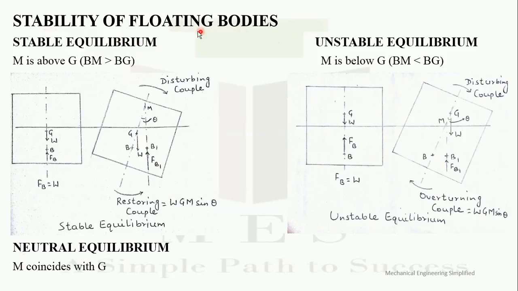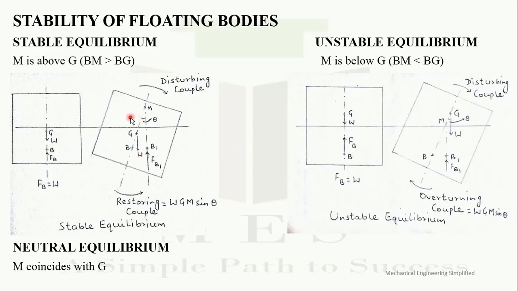Then we have the stability of the floating bodies. For the stable equilibrium, we have M is above G, that is Bm is greater than Bg. See, you see that this is a body, this is the free liquid surface. You see that this is the G through which the weight is acting downward, this is B through which the buoyancy force is acting upward. So in the initial condition, this FB is equal to W.